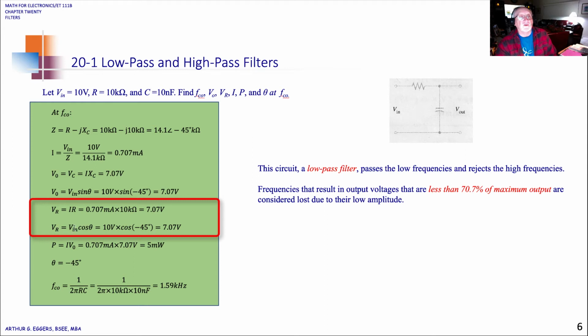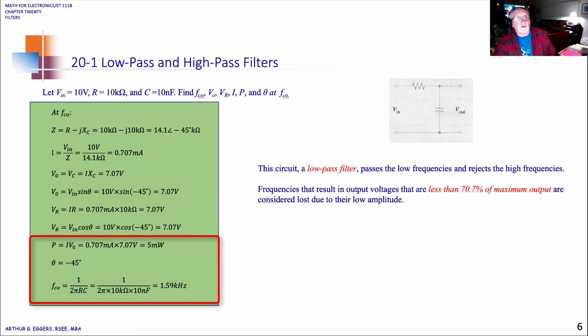We could also calculate it another way, but they're just showing us the value. So we did it by Ohm's law, and we did it by trigonometric functions. And then the power itself, 0.707 milliamps times 7.07 volts, gives us 5 milliwatts of power. Our angle was given to us above, a negative 45.